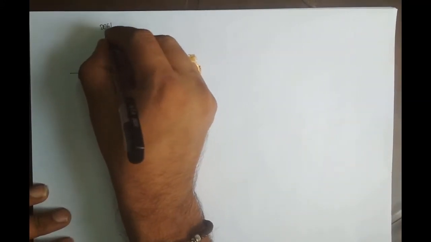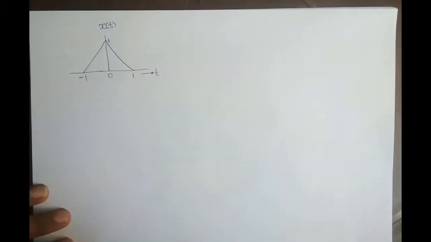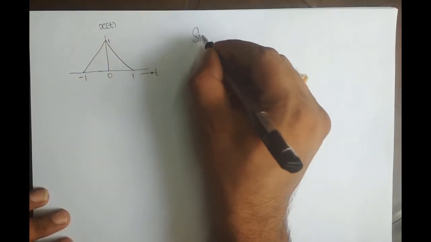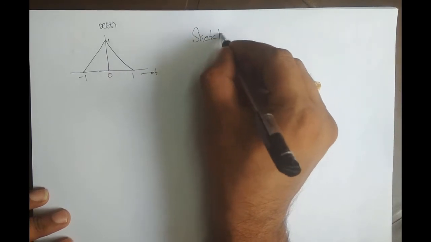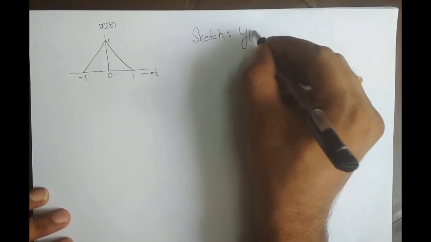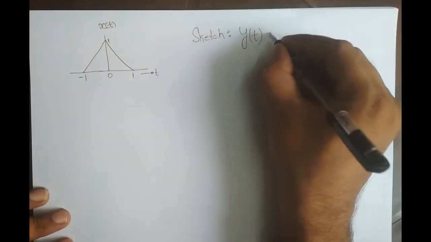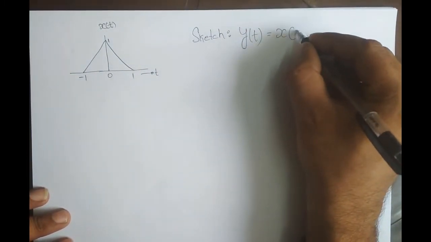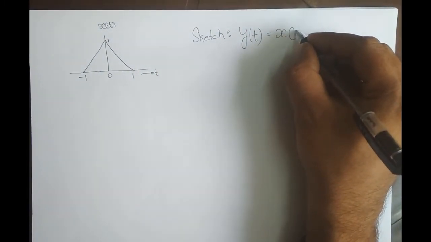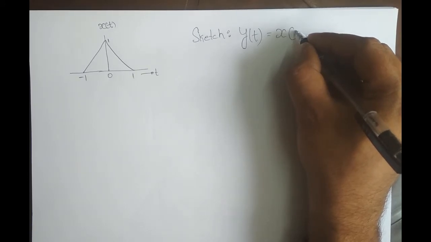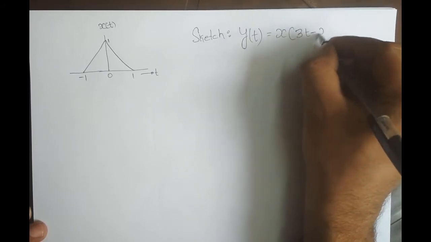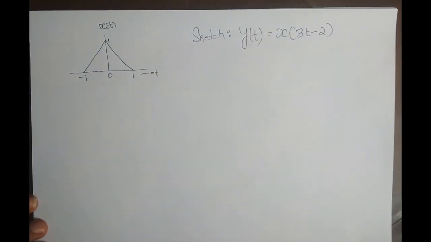This is our signal x of t, which is varying from minus 1 to 1. Now I want to sketch y of t, which is equal to x of 3t minus 2.